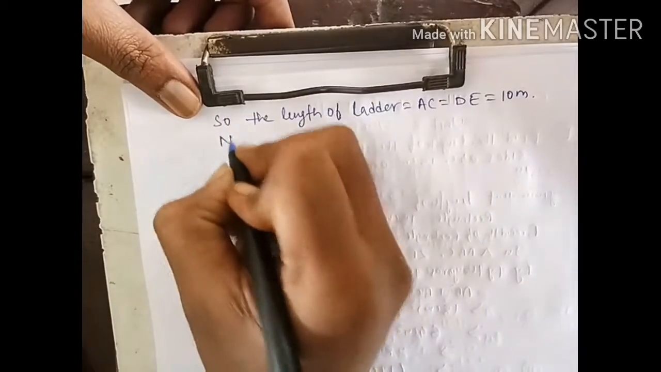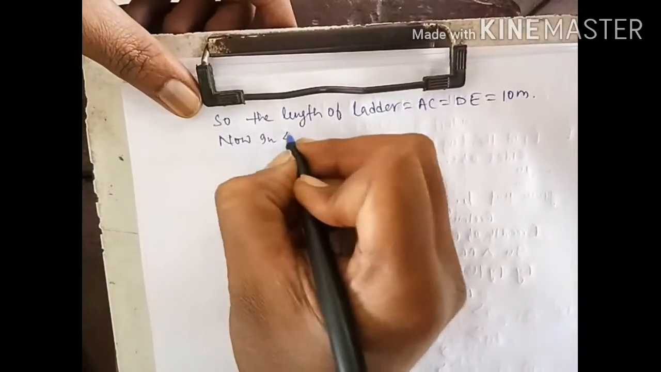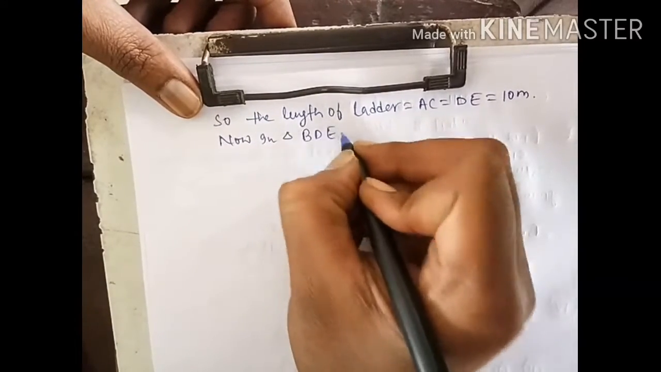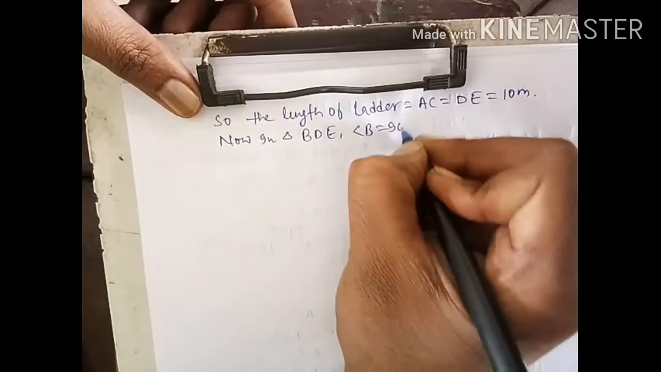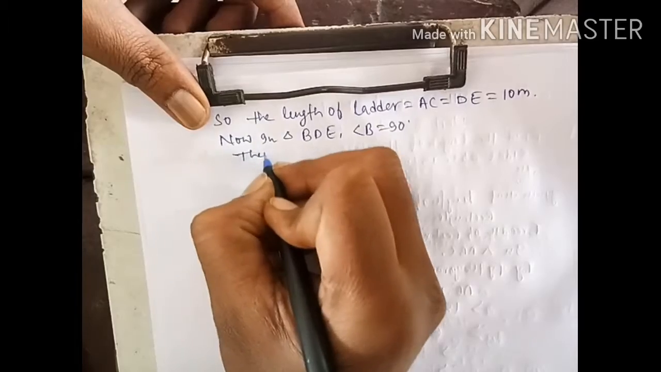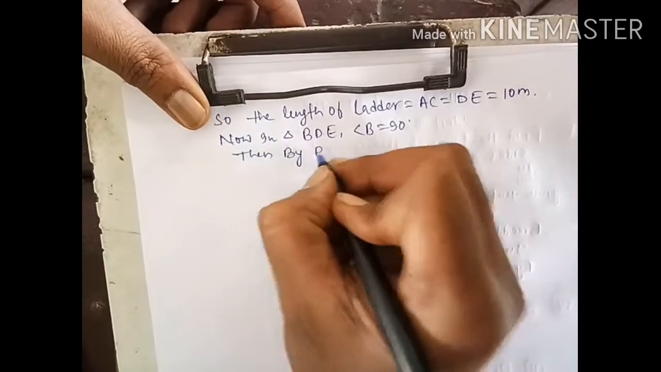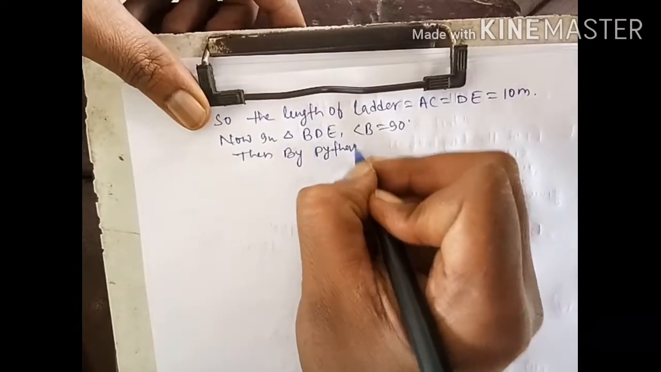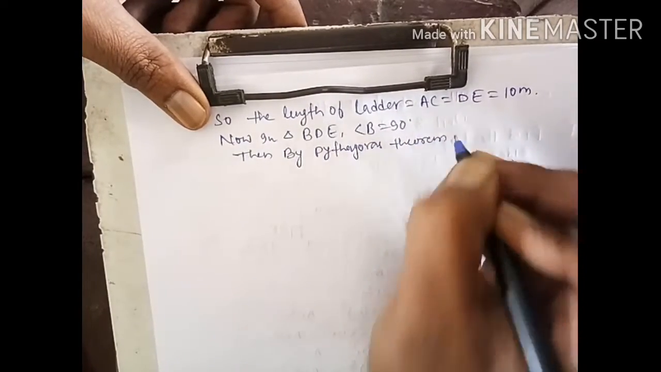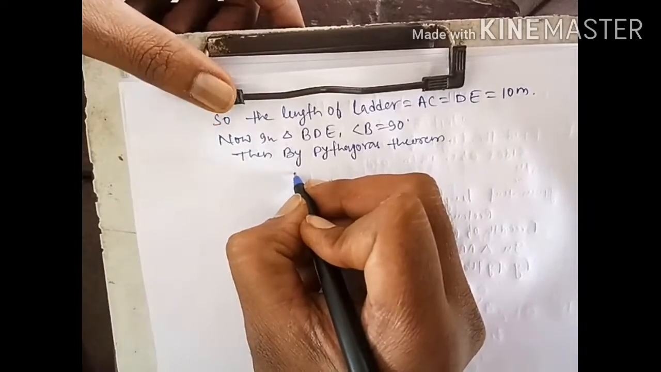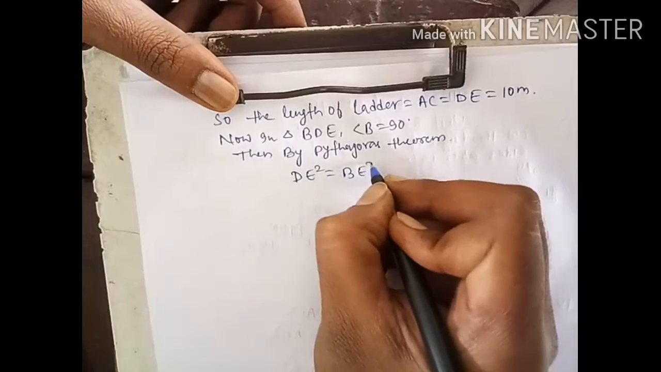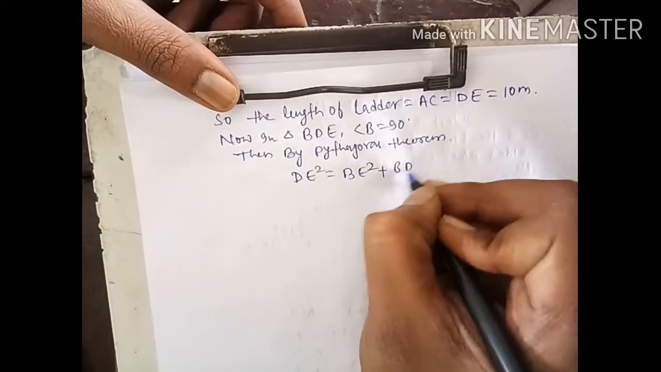Now in triangle BDE, angle B is 90 degrees. Again we apply Pythagoras theorem. Then by Pythagoras theorem, what will happen? DE square is equal to BE square plus BD square.